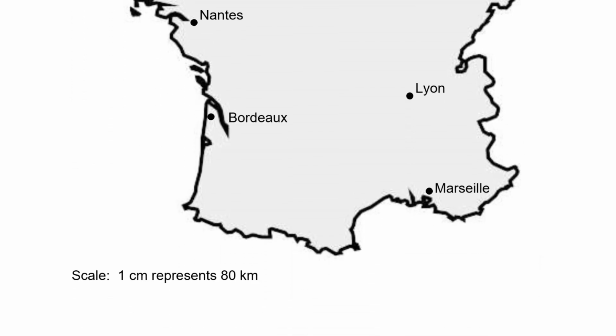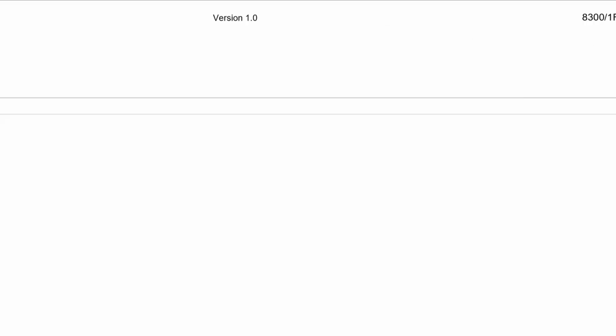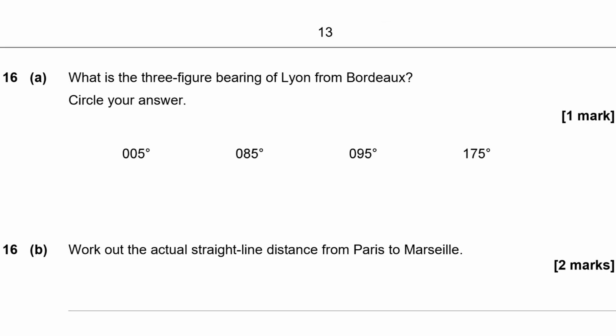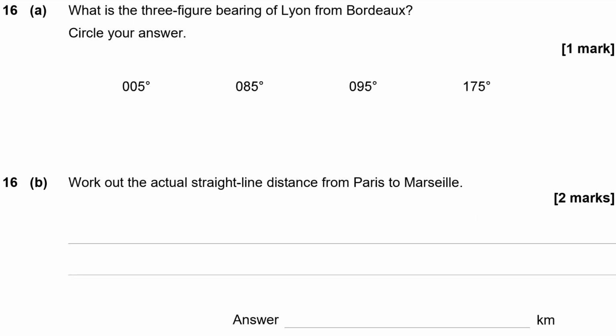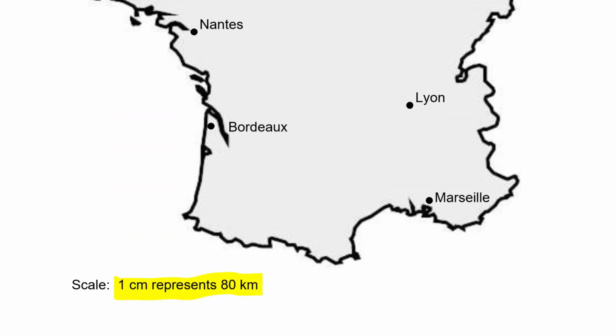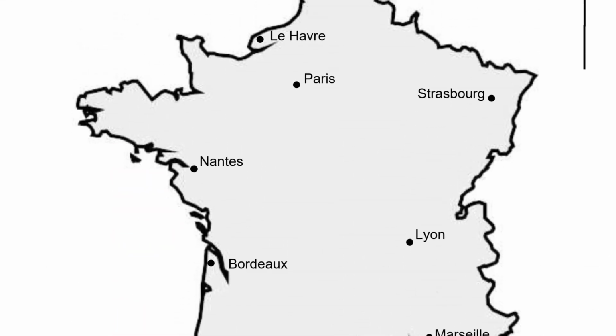Here is a map of France, and we can see we've got several cities marked on the map, and we've got a scale down here. It says 1 centimeter represents 80 kilometers. Okay, what does the question ask? What is the 3-figure bearing of Lyon from Bordeaux? So we're going to start in Bordeaux and we want to go to Lyon.